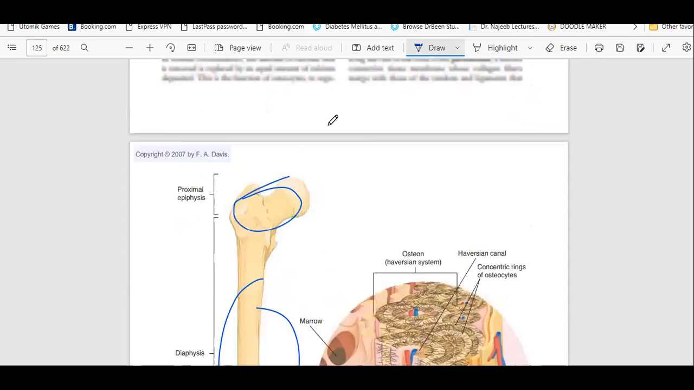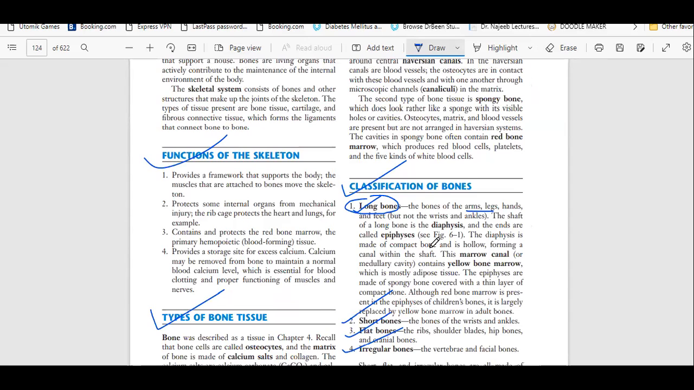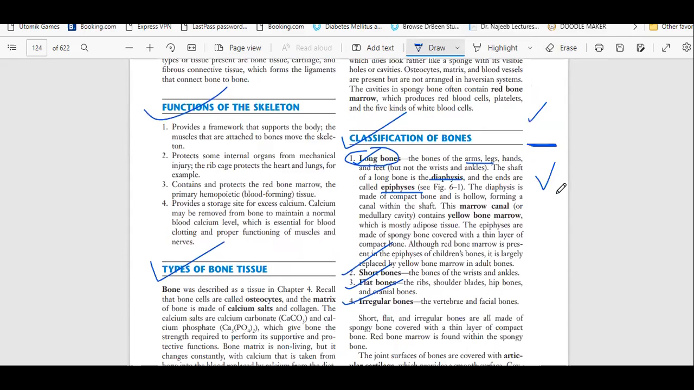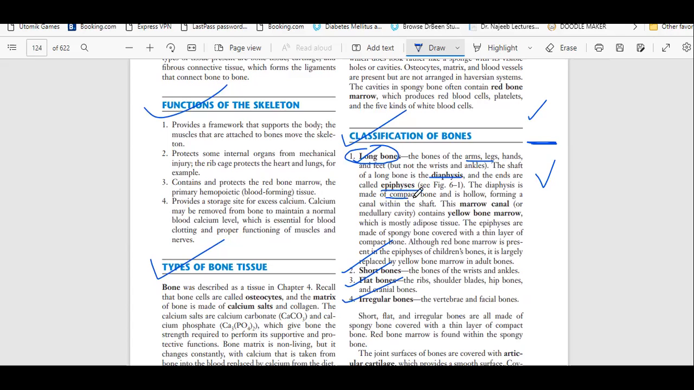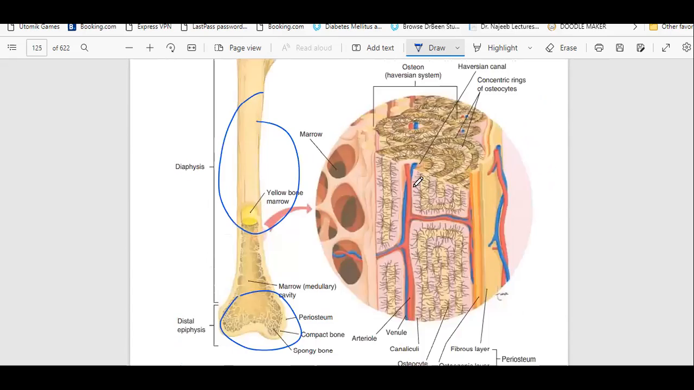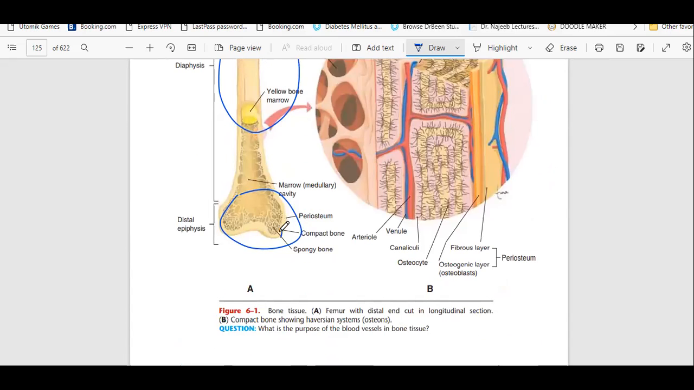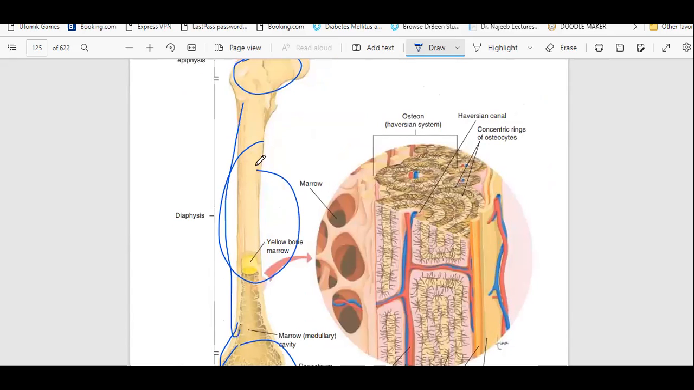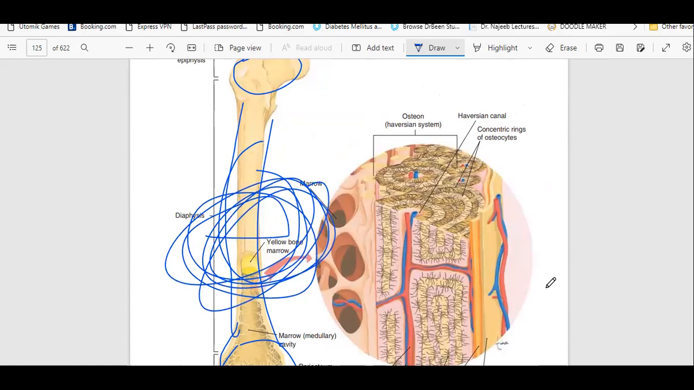So you have to understand that. A long bone has a diaphysis and epiphysis. Epiphysis is at both ends, and in between we have the diaphysis. The diaphysis is made up of compact bone. We studied that compact bone is very hard. So the diaphysis is made up of compact bone, so in the middle we have strong bone.